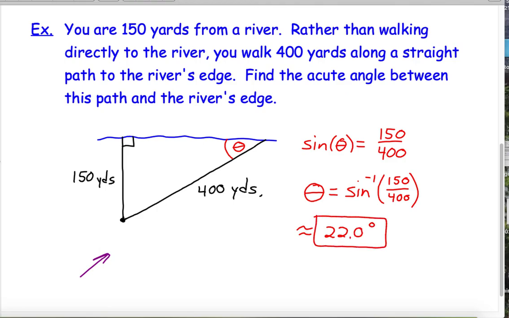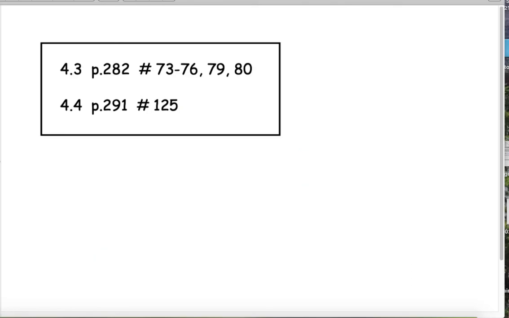And that's it. So problem set, there's some from 4.3, and then there's one more word problem from 4.4.